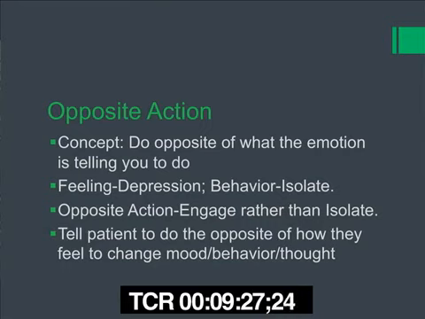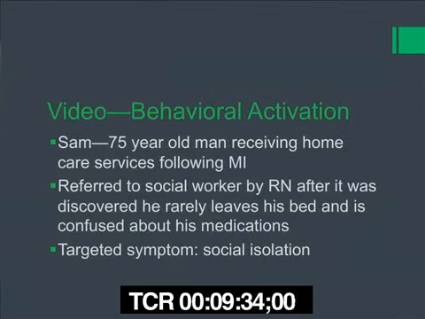So I think what would be helpful is for you to see behavioral activation in action. So remember Sam, the 75-year-old man who had a heart attack and he basically doesn't get out of bed anymore. He's the home care patient. So I want you to see how I do behavioral activation with Sam. His targeted symptom is social isolation. And here is Sam.